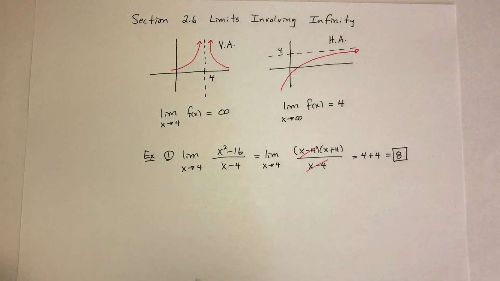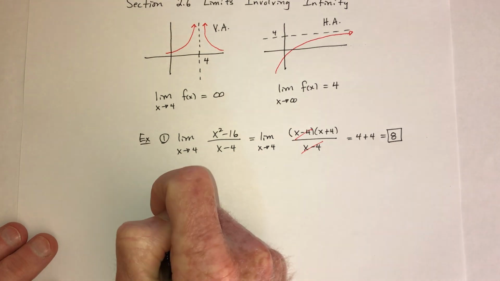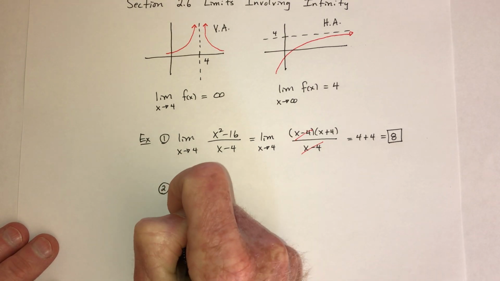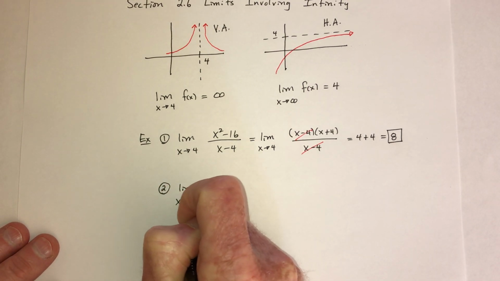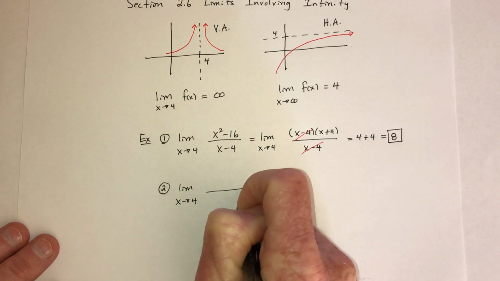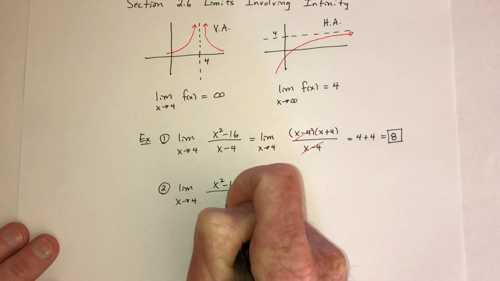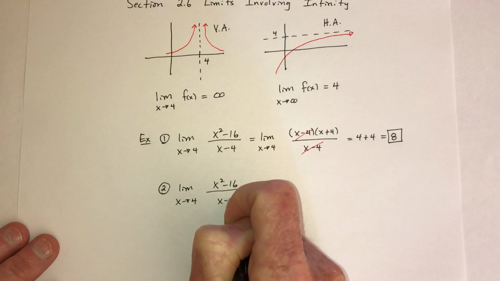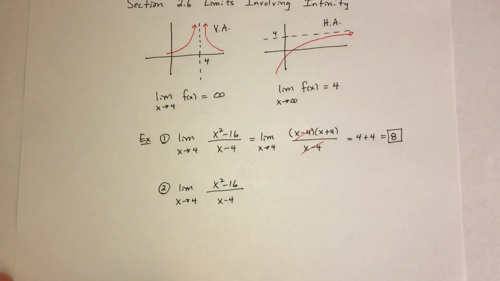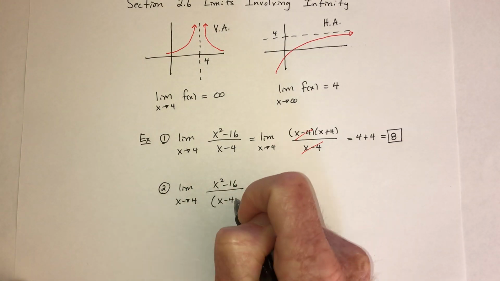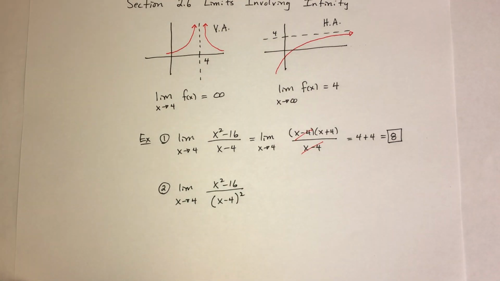Now on to my point. Look at example number 2. Take almost the exact same thing. The limit as x approaches 4. It's got x squared minus 16 on top. It's got x minus 4 on the bottom. Yep, so far that's exactly the same. Now, change it a little bit by squaring the denominator.